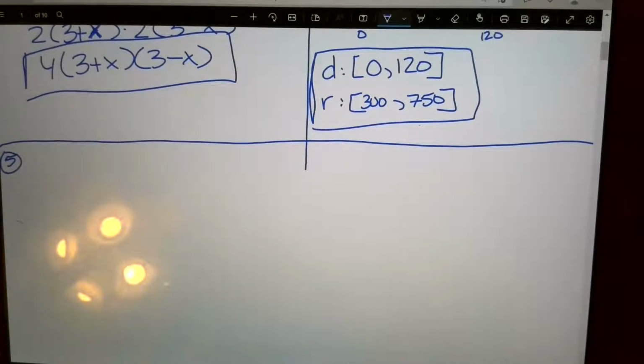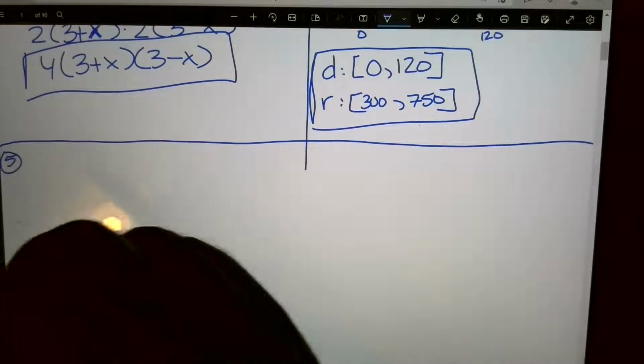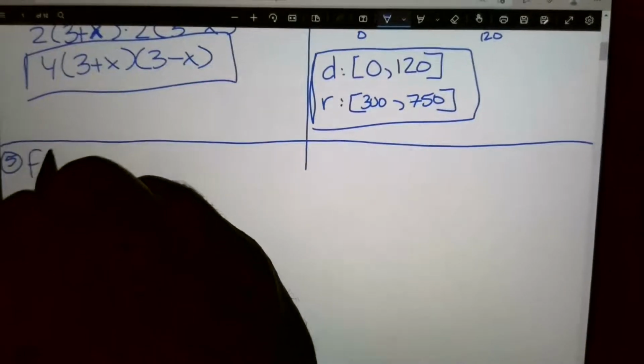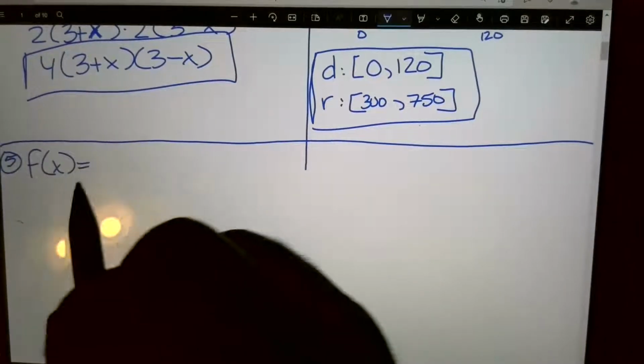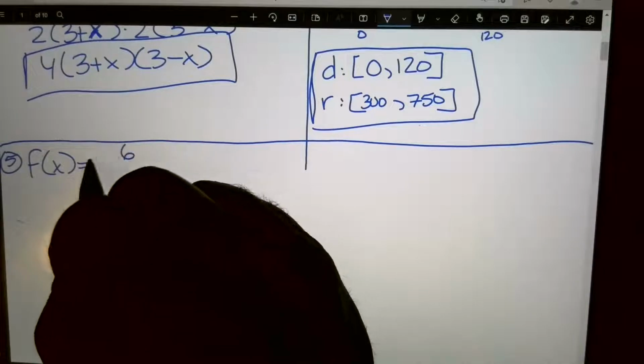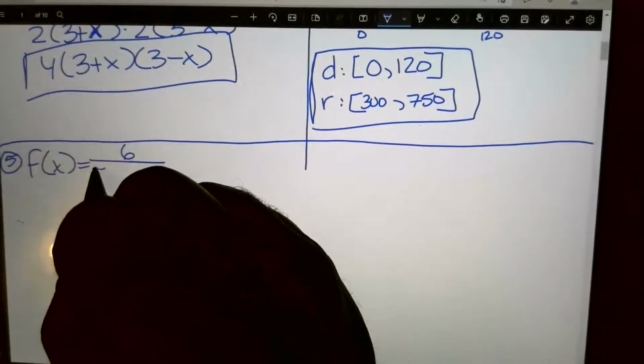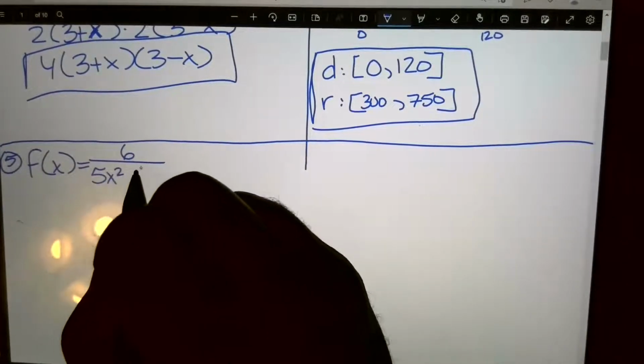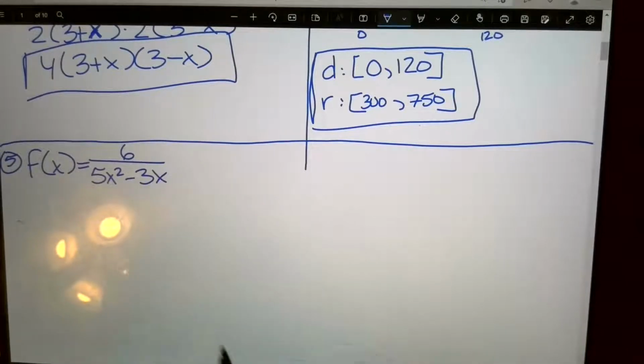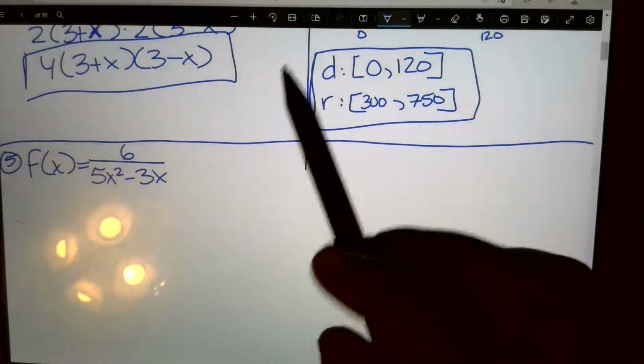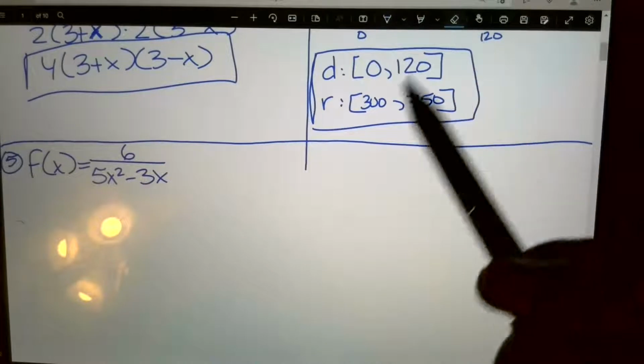All right. So for number 6, we have a function defined, and we're going to find f of x plus 1. So f of x is equal to 6 over 5x squared minus 3x.